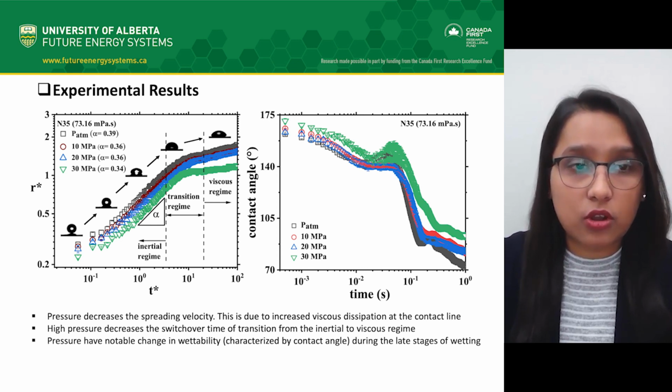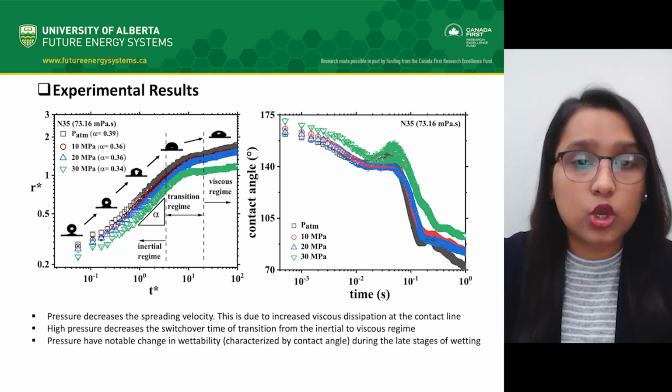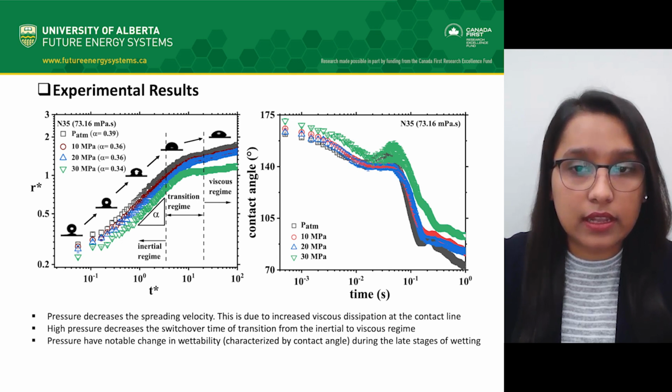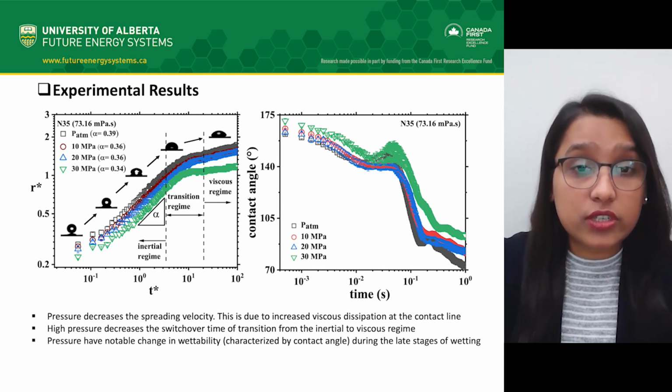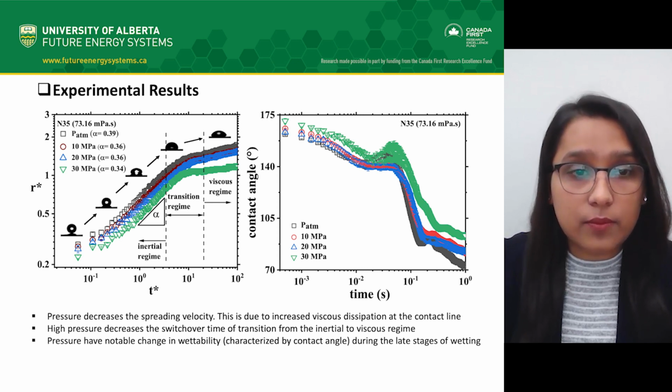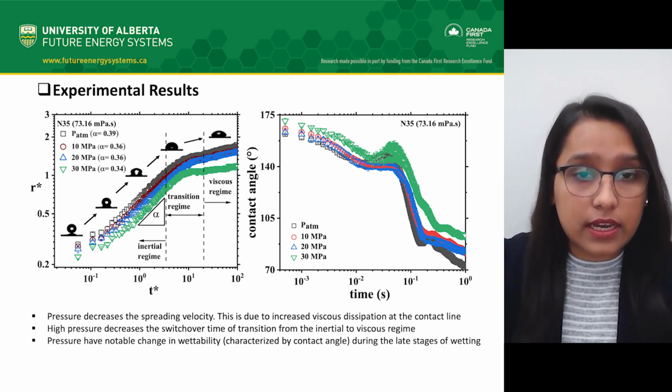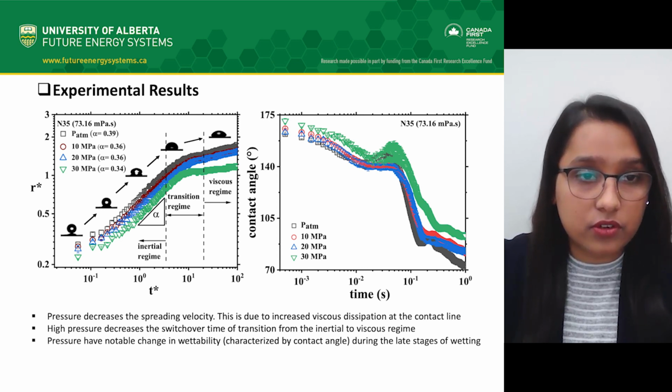Furthermore, increased pressure causes a notable change in wettability, which is characterized by the contact angle during the later stages of wetting. As I have mentioned in the beginning, the findings of this study can be applied to better the understanding of the spreading mechanics of supercritical carbon dioxide in deep porous reservoirs used for curbing atmospheric emissions.